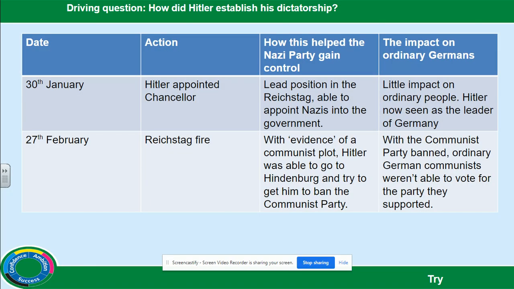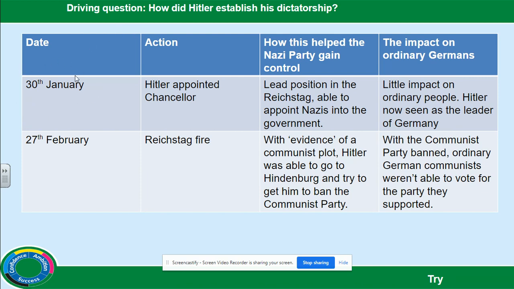For the main task of this lesson, you are going to complete the table on the Google Doc. This table allows you to collect together all the events that led to Hitler becoming the Führer. You will also have to explain how it helped the Nazi Party gain control and what you think the impact on ordinary Germans was. Let me take you through an example.